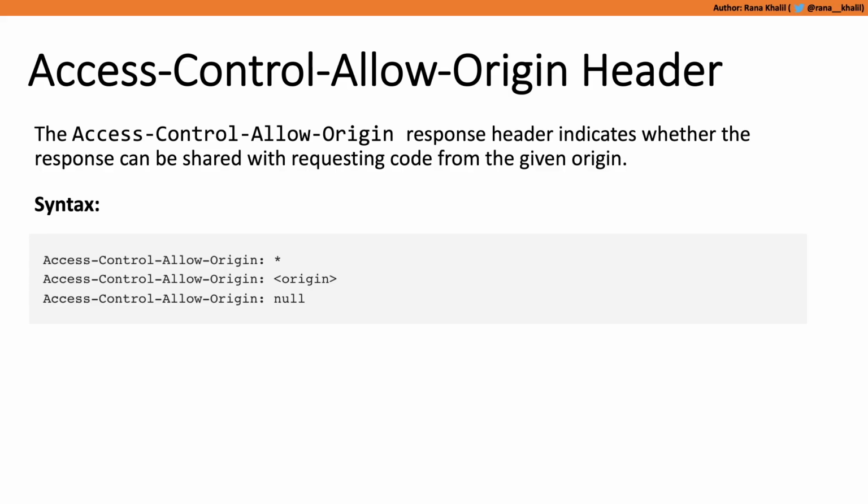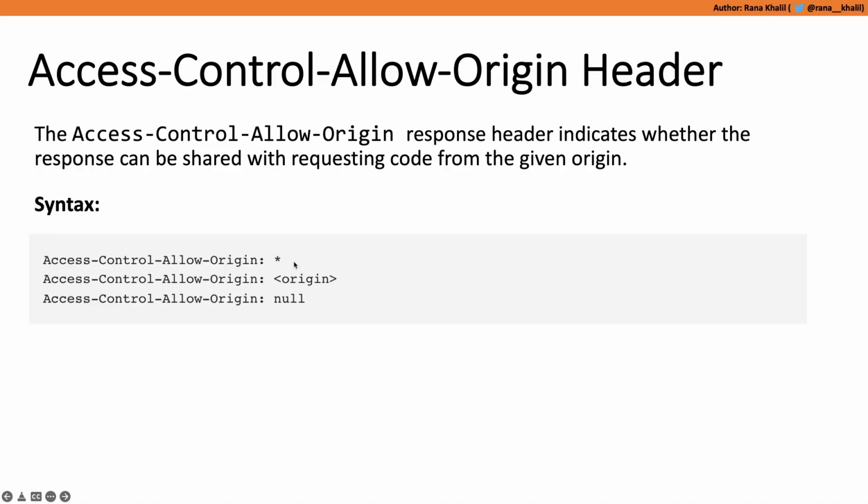Now there are rules on how you could use that header. So you've got 3 options in the way you configure it. The first one is using the wildcard character star. And what that essentially says is that any site on the internet is allowed to access my resources. And that has its own security implications, and we'll talk about that in the next section.